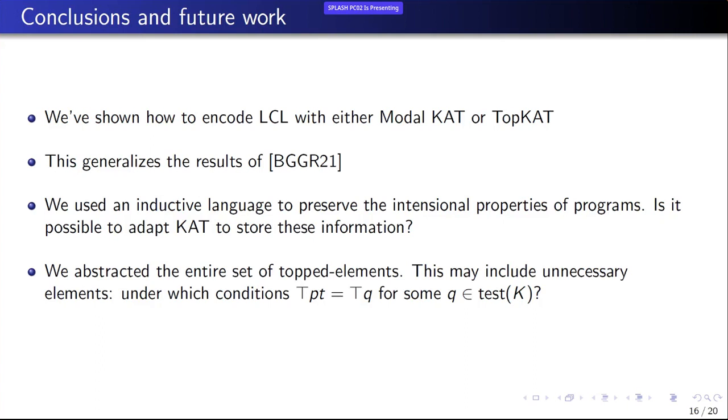A second question: we would like to study a bit more the set of top tests that are needed to perform the abstraction in the context of the TopKAT formulation. So in particular, we would like to see under which condition the proxy TopPT corresponds to some top Q, where Q is a test. So in this way, we could abstract only a smaller set of elements and not the entire top algebra.